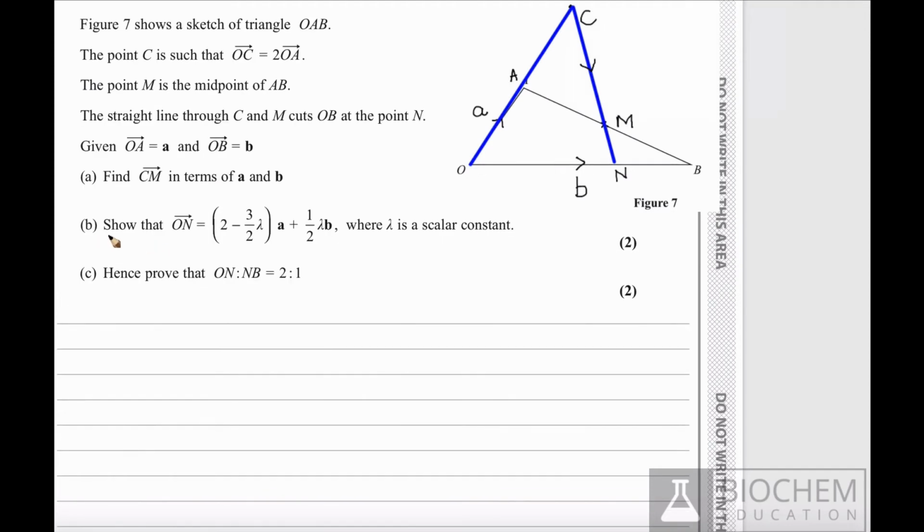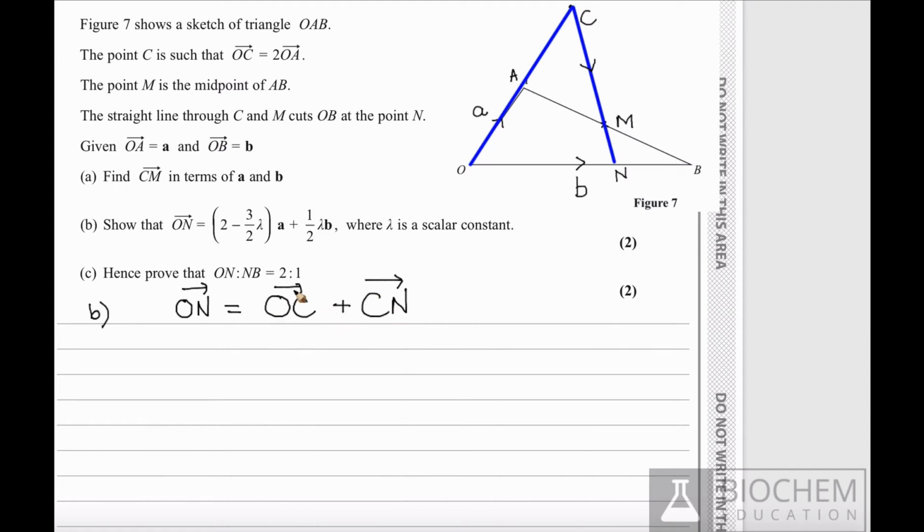Question 10 part B. Show that ON vector is equal to (2 minus 3 over 2 lambda) a plus half lambda b, where lambda is a scalar constant. So in order to find ON vector, we will have to make a vector triangle in terms of ON. And one way we can find ON is by going from O to C and then C to N. So we can write this as part B, ON vector equals OC vector plus CN vector.